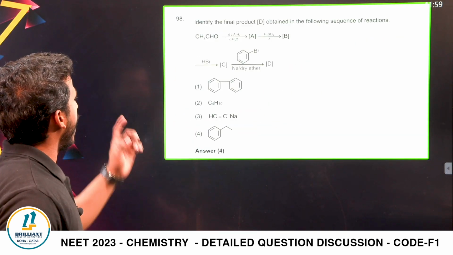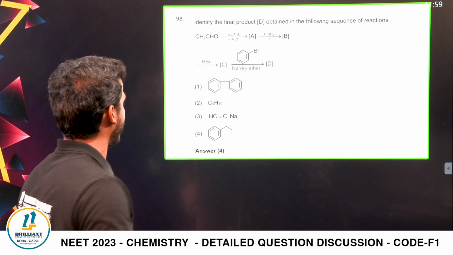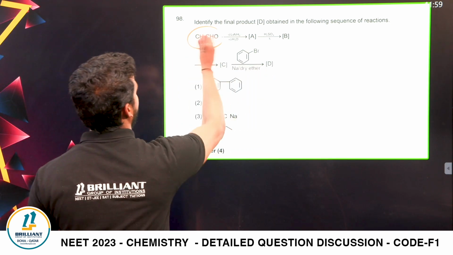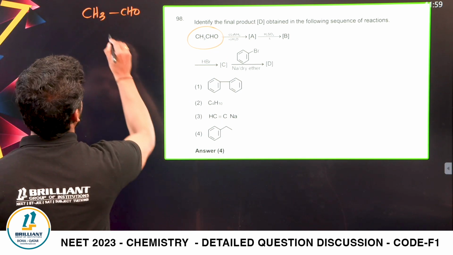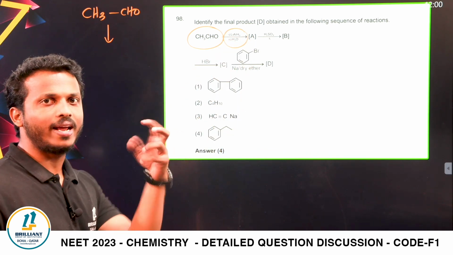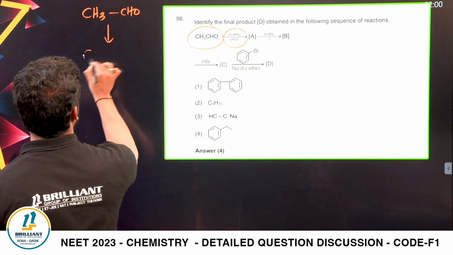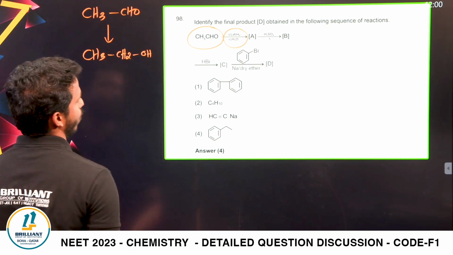Next, identify the final product D in the above sequence of reactions. What is this compound here? Aldehyde, right? CH3CHO. Ethanol is given. When it undergoes reduction, what will you get? An aldehyde on reduction gives alcohol, right? Primary alcohol. You will get CH3CH2OH, primary alcohol.